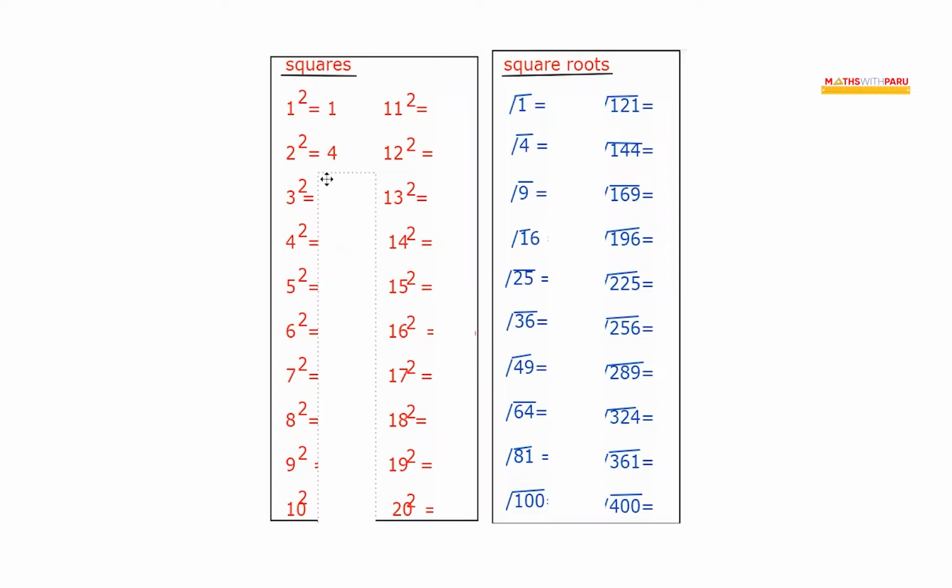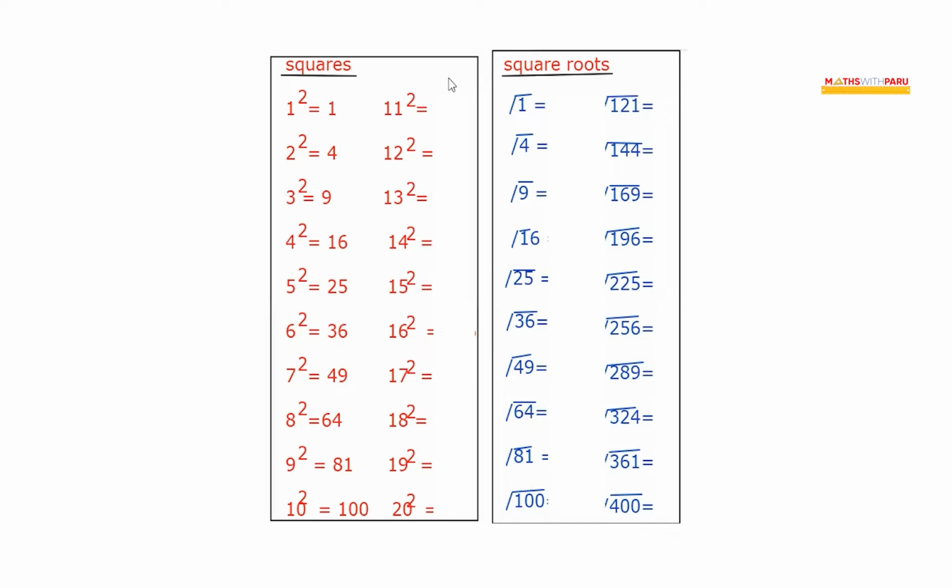3 squared? 3 into 3, 9. 4 into 4, 16. 5 into 5, 25. 6 into 6, 36. 7 into 7, 49. 8 into 8, 64. 9 into 9, 81. And finally 10 into 10, 100. Those are the square numbers from 1 to 10.